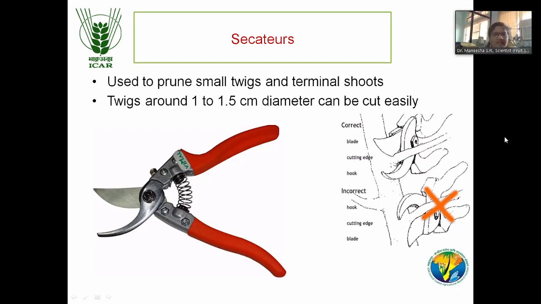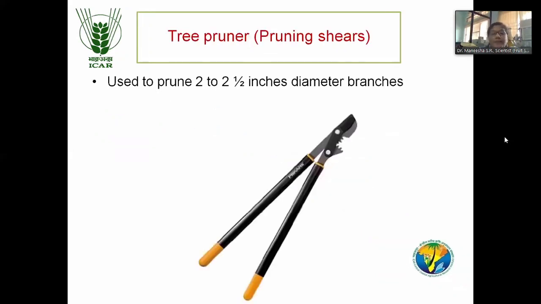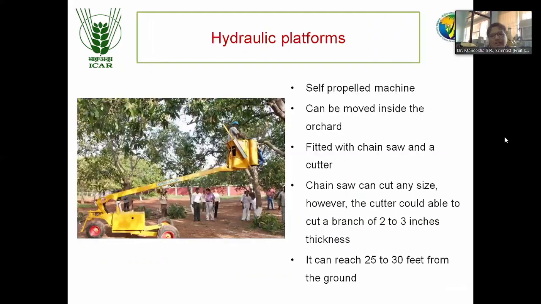So secateurs. Next one is this saw. You can use it for slightly bigger branches. And tree pruners up to 2 to 2.5 inch, you can go for shears or these tree pruners. Chainsaws are mainly for cutting the tree trunks. For bigger trunks, you can use these motorized, mechanical, power-operated chainsaws.